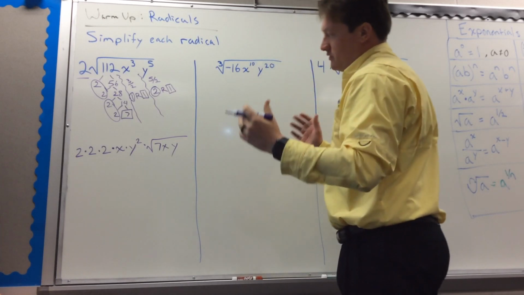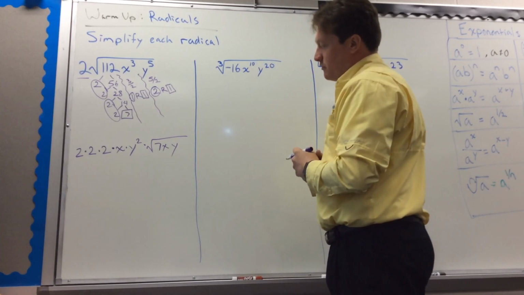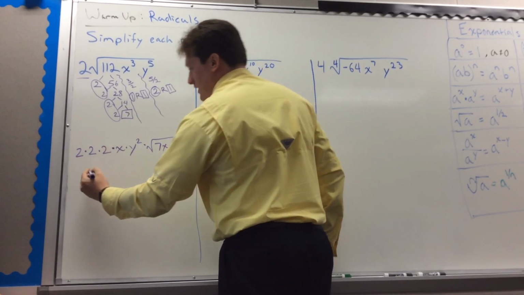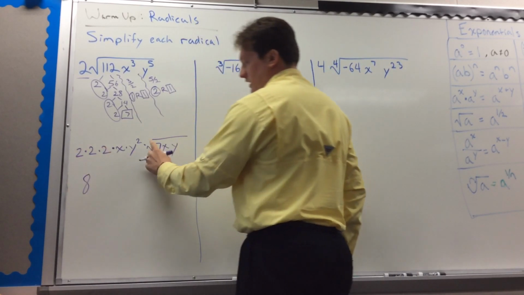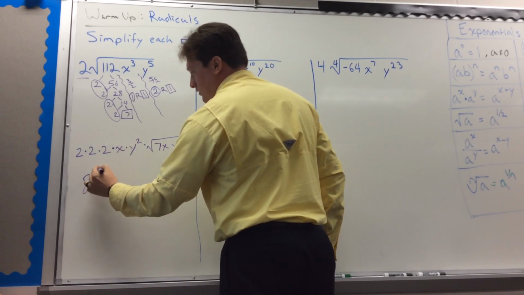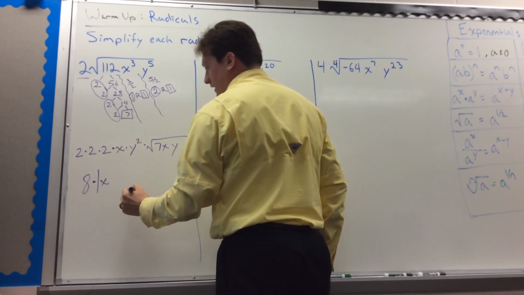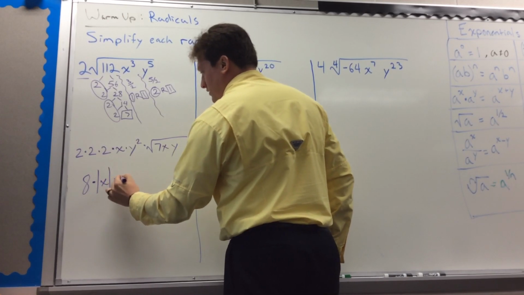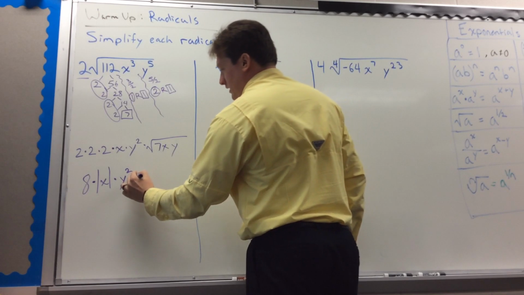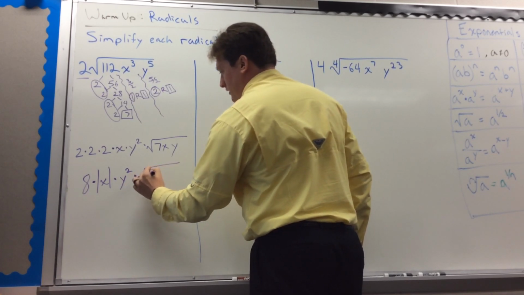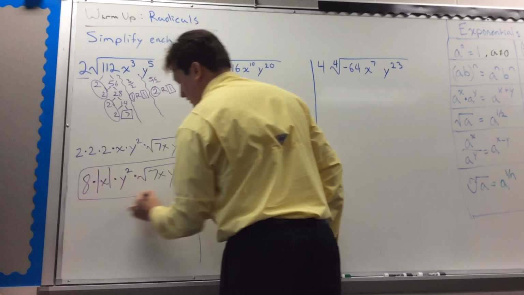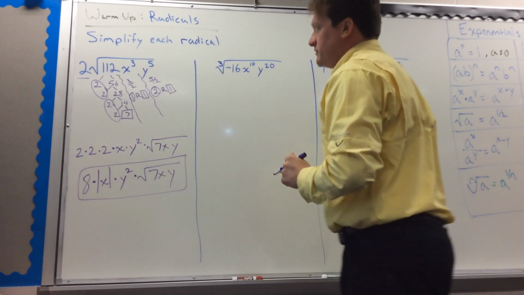So from there we need to condense all this multiplication, which isn't too terrible. We got 2 times 2 times 2 is 8. We have an even index with an odd exponent. That means I'm going to have an absolute value for just the x. And then the y squared can stay as y squared times the square root of 7xy. This would be the final answer, simplified to radical.